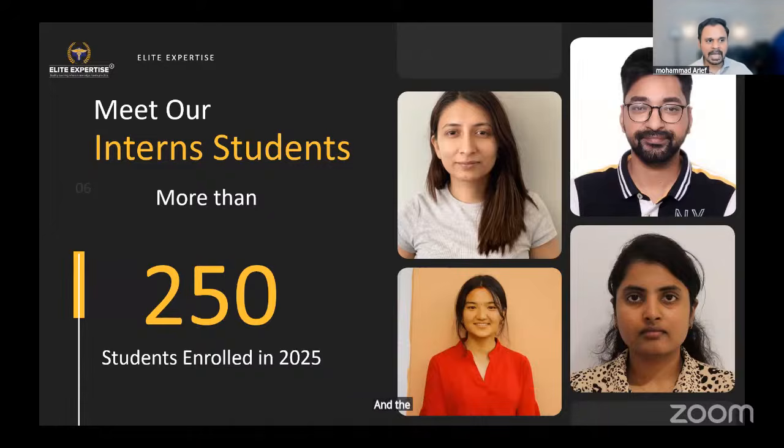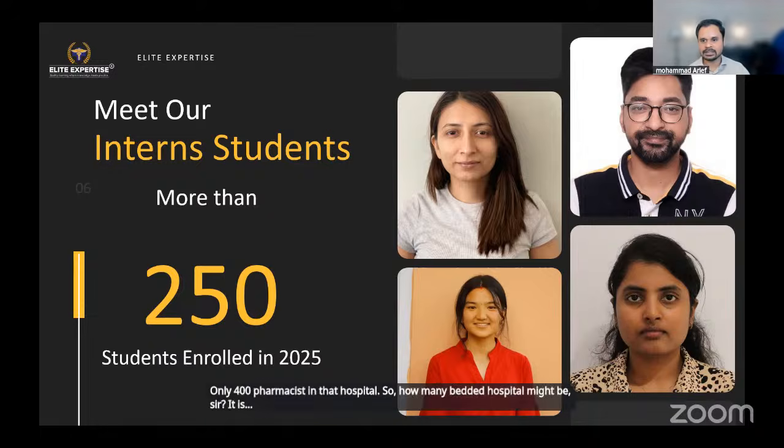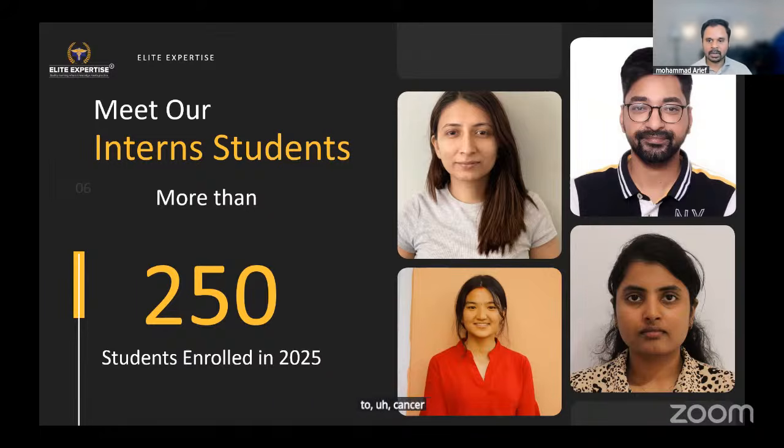And the hospital where ma'am is working, in Monash, can you guess how many pharmacists there are? Maybe 150. No, around 450 or something. Yeah, around 400 pharmacists in that hospital. How many beds might it be, sir? They have many branches. Pediatrics is a separate branch, women's health is a separate branch, oncology is a separate branch, cardiac care is a separate branch. So it's huge.